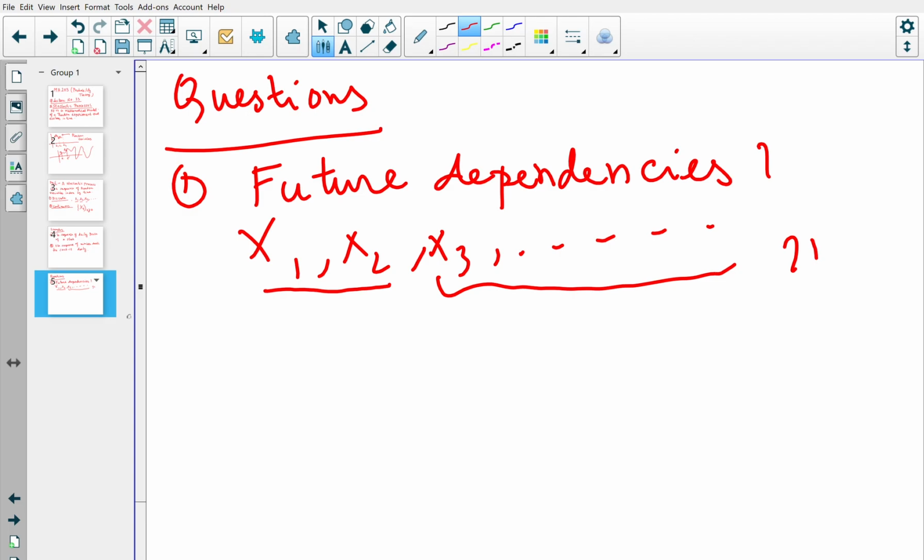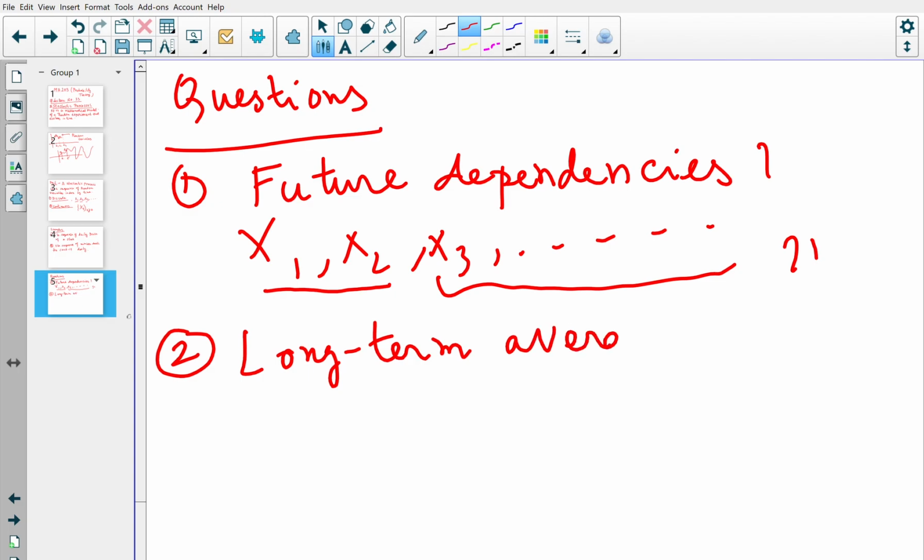Maybe the second question, a very interesting question, is the long-term average. What would be the long-term average? Let me write down this long-term average.